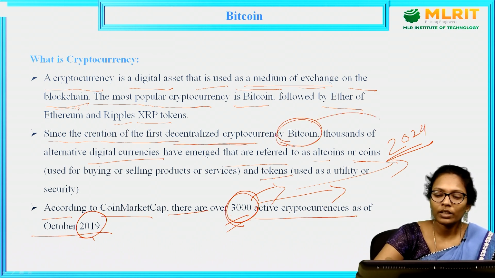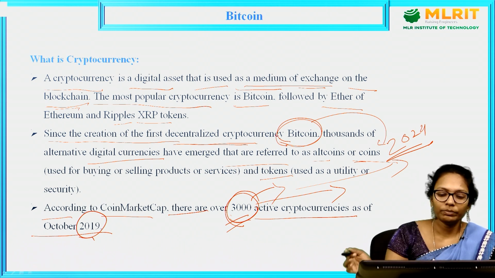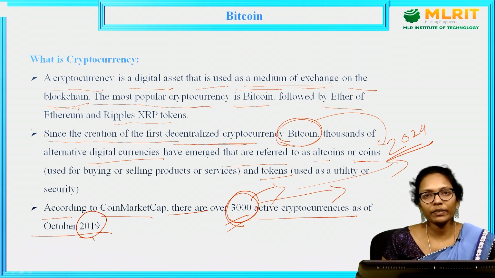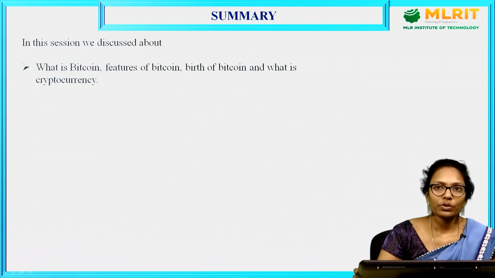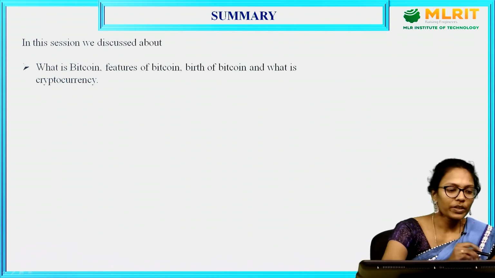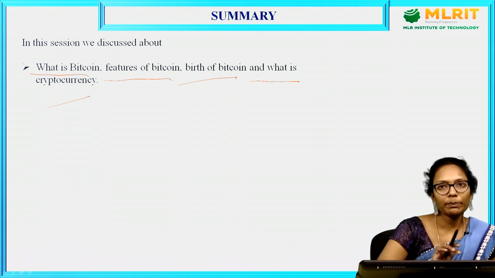Later on, we have so many, like Altcoin, Namecoin, Ether, Ripple, and tokens. All these are different cryptocurrencies which use blockchain technology. So that is about Bitcoin. In this video, we discussed what Bitcoin is, what the different features of Bitcoin are, how Bitcoin came into the picture, the birth of Bitcoin, and what is meant by cryptocurrency. Thank you.